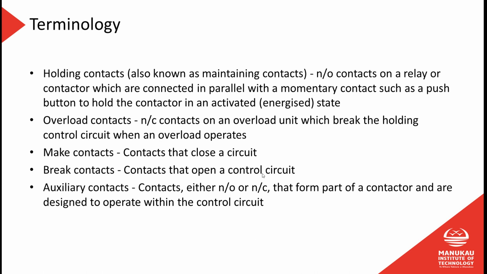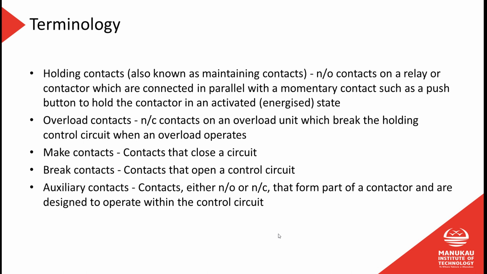Auxiliary contacts, we have those on contactors where you generally have three main contacts, three in a three-phase contactor, and then you may have additional contacts that you can use for whatever. The auxiliaries are often used as our holding contacts, for example. The main difference there would be our primary contacts or power contacts will be rated to usually a higher power output or higher current output than the auxiliary contacts.